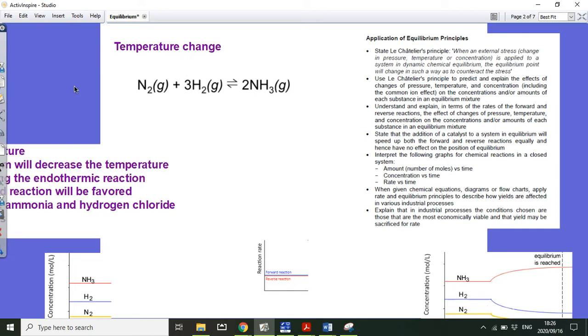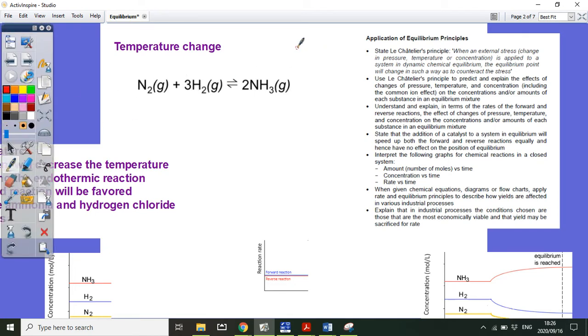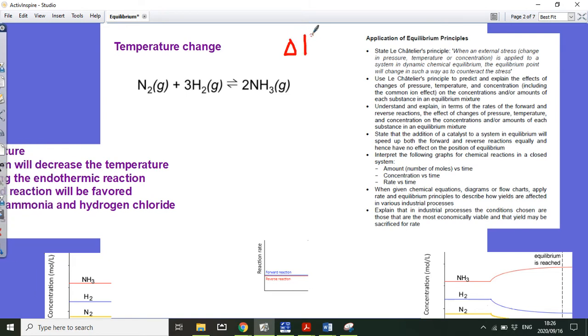Now let's look at temperature change. In temperature change, the delta H value is important. So you immediately have to ask yourself, what is the delta H value?